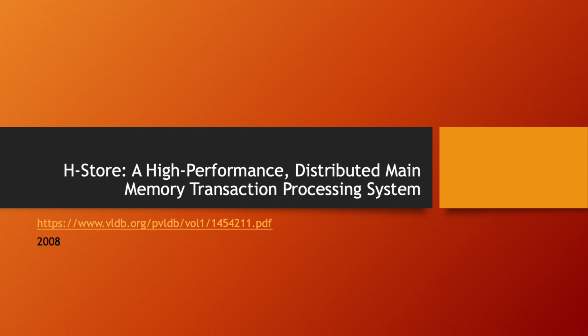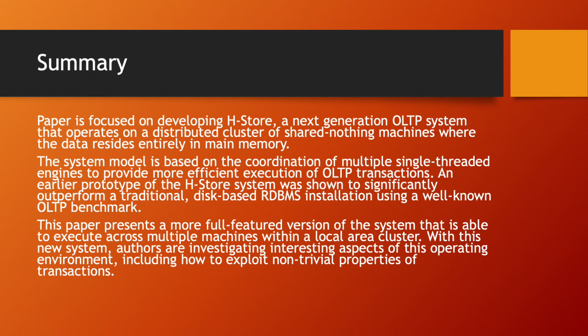The paper of the day is EdgeStore, a high-performance distributed main memory transaction processing system. It's a 2008 paper. The paper is focused on developing EdgeStore, a next-generation OLTP system that operates on a distributed cluster of shared nothing machines where data resides entirely in memory. The system model is based on the coordination of multiple single-threaded engines to provide more efficient execution of OLTP transactions.